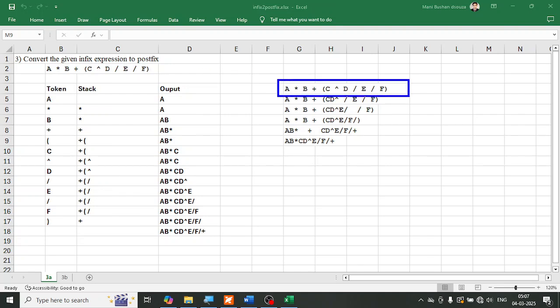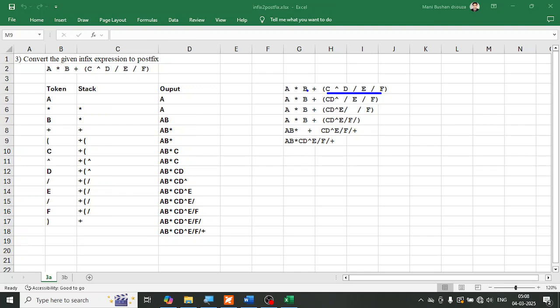This is the expression that is given to us, and what we have to notice is the highest precedence. You know that star has a high precedence, and the exponential, this is c to the power d, has the highest precedence. You must first consider the brackets. Whatever is inside the bracket has to be evaluated first, and then whatever is available outside the bracket has to be evaluated.